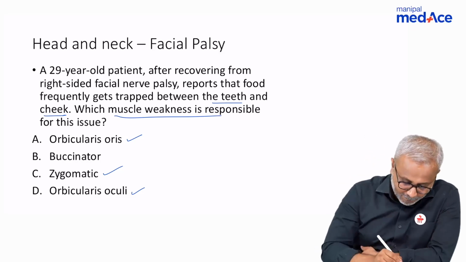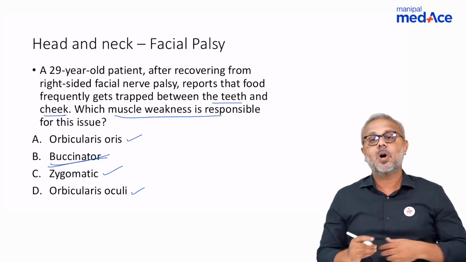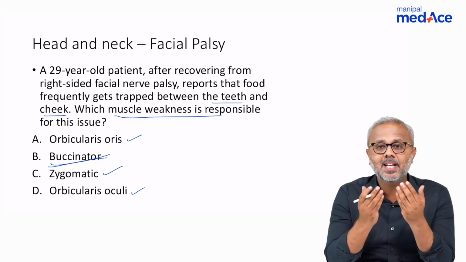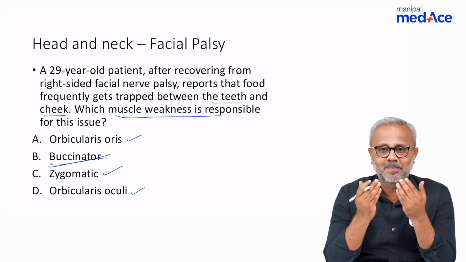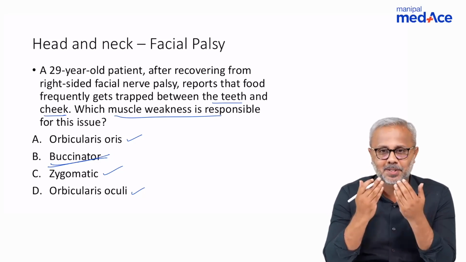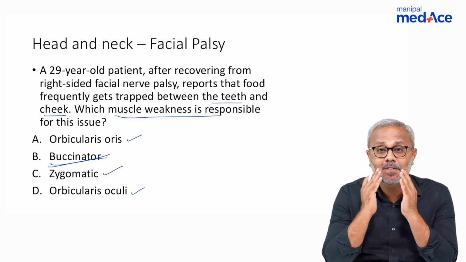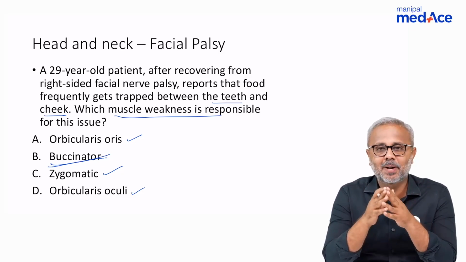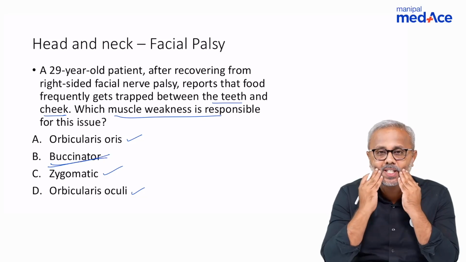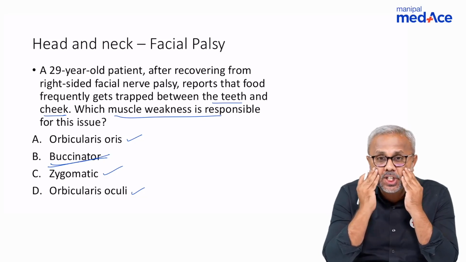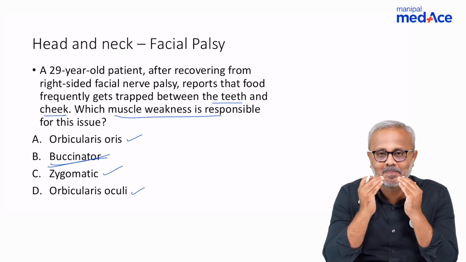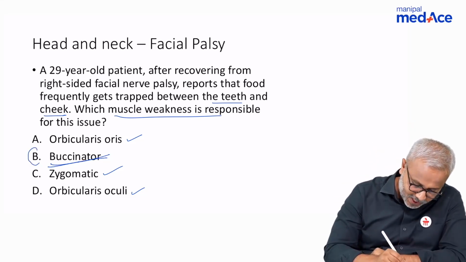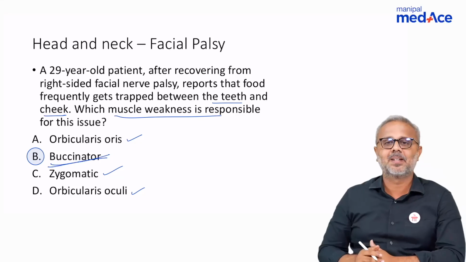Buccinator muscle, also called the trumpeter's muscle, is used for blowing air into wind instruments. That is why it's called the trumpeter's muscle. Now, apart from blowing air, the other important function of buccinator is that it prevents the accumulation of food between your cheek and the teeth. This is the primary function of buccinator. So the correct option here is the buccinator muscle.